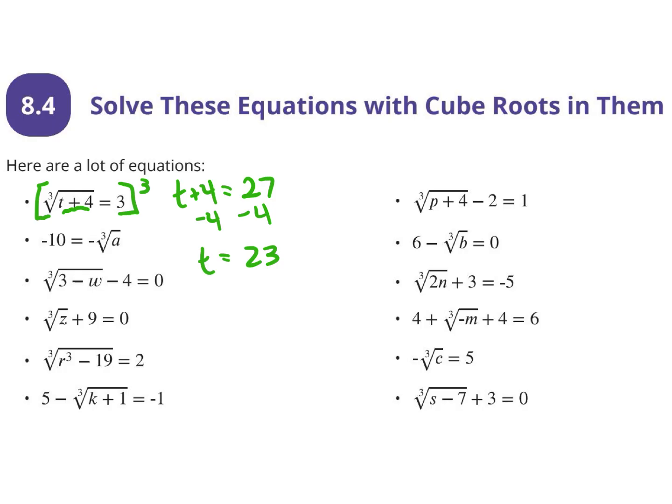Now, with the one on the left, be careful. The -2 is not under the radical symbol. So we're going to add 2 to both sides, and we get the cube root of p plus 4 is equal to 3. We have to cube everything. We get p plus 4 is equal to 27. Minus 4, minus 4, p is equal to 23. Same as the first one, it's the same thing.